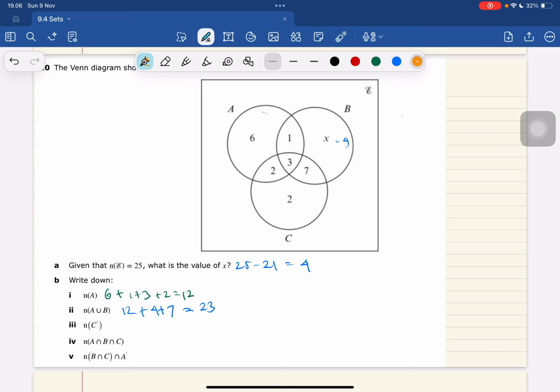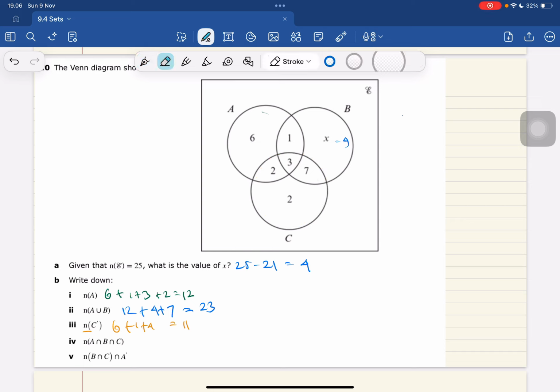Okay, next question. A and is not C. Okay, not this circle. Not this circle. So we got 6 plus 1 and then plus 4. The answer is going to be 11.